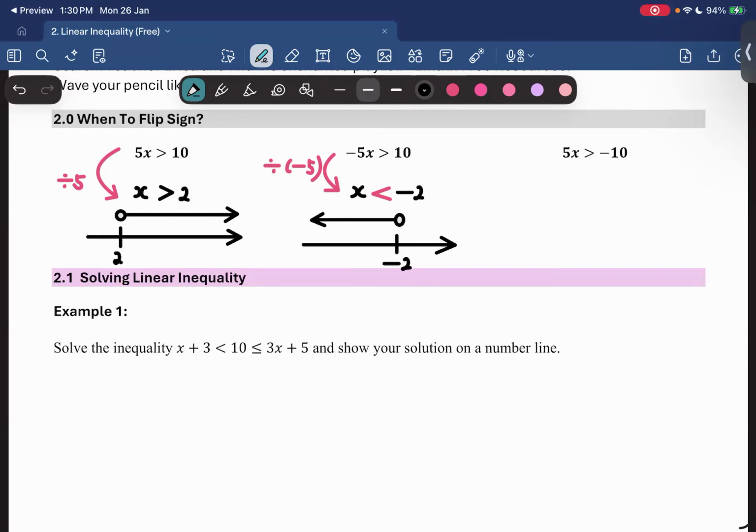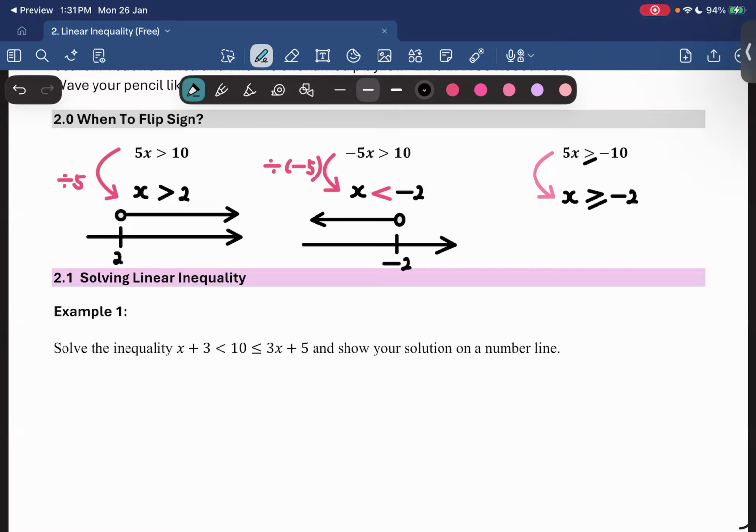Okay, so I'm going to change it a little bit. I'm going to change this to more than or equal. So what do you actually divide by for this one? You divide by positive 5. A lot of students get confused. They will think, oh, I see a negative, so I must flip the sign there. But what happens here is this is negative 10 divided by positive 5. So when you divide by positive 5, you don't need to flip the sign.